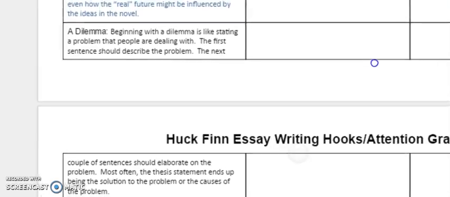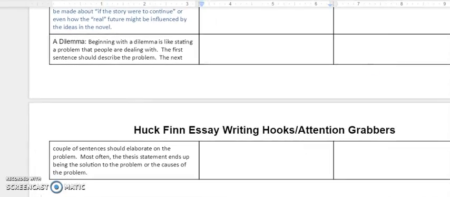Can I do a dilemma? Sure. All right. So a dilemma writing hook is when you begin stating a problem that people are dealing with. Well, in my case, an obvious problem would be, you know, is it okay to lie? Right? People struggle with this all the time. And so this is kind of a mixture maybe of a question and a problem, okay?